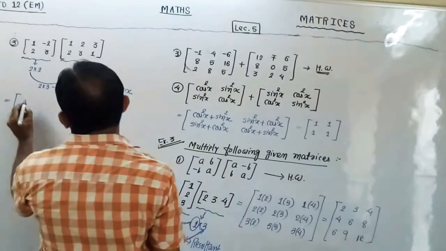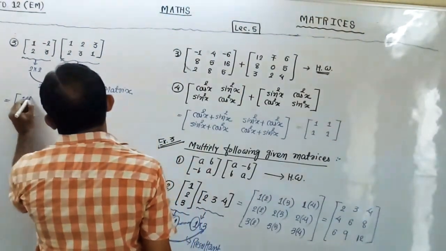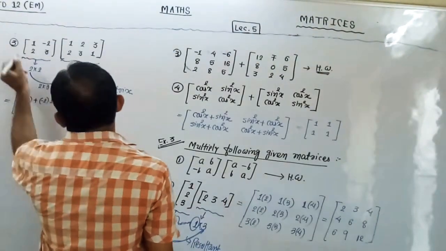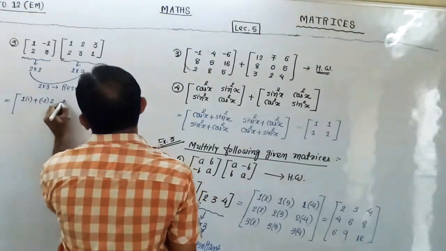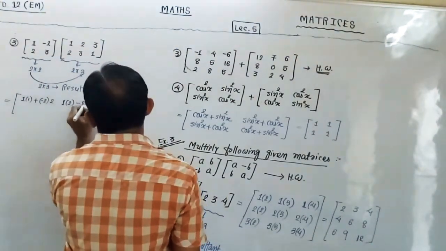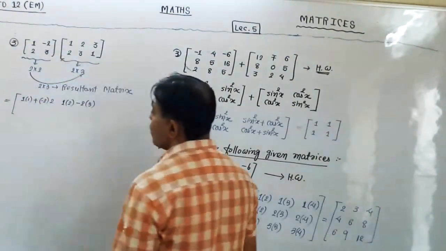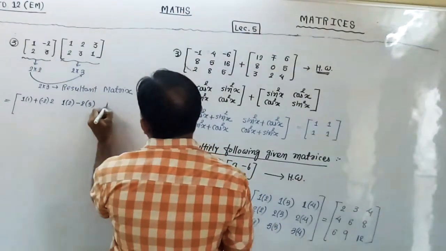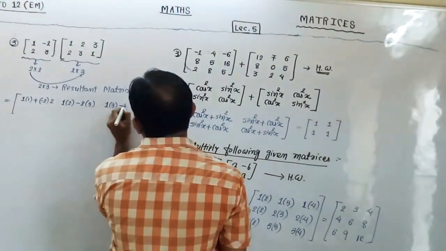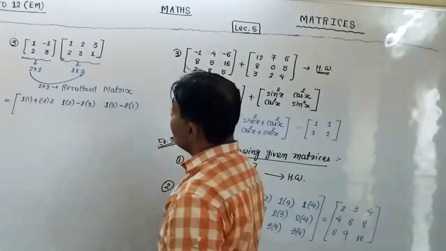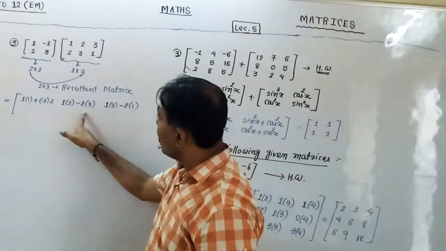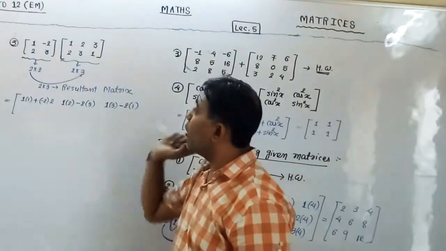Let us multiply the first row and first column: 1 into 1 plus minus 2 into 2. First row, second column: 1 into 2, plus minus 2 into 3. Then 1 into 3 and minus 2 into 1. I repeat once again: first row, first column, first row, second column, first row, third column.